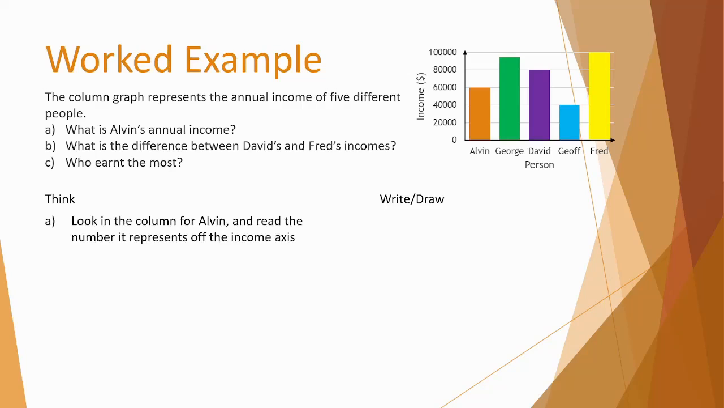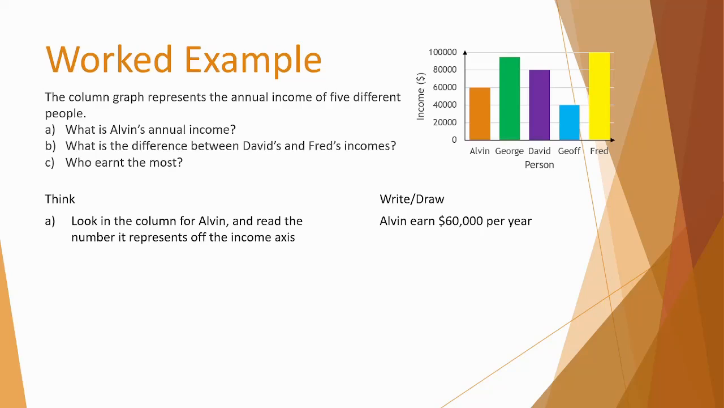So I'm going to look at the column for Elvin and then read the number that represents his income off the axis. And I will write down Elvin earns $60,000 per year. Now I have to make sure that I put the units in because I am answering what the question is. If you just wrote 60,000, it would be wrong.